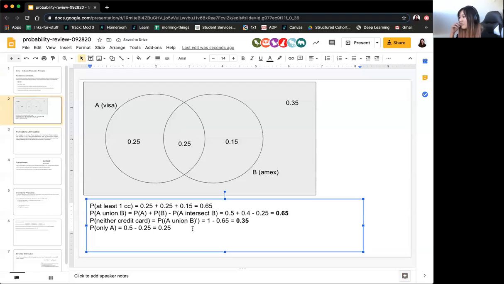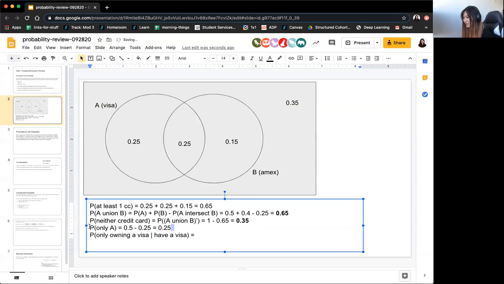Now, what if the question was asking, what is the probability of someone owning only a Visa card, given that they already own a Visa card? Just to reiterate, that question is slightly different because there we have a conditional probability. So what if we wanted to find the probability of someone only owning a Visa, given that they have a Visa?